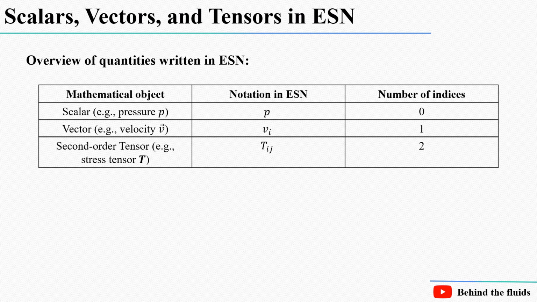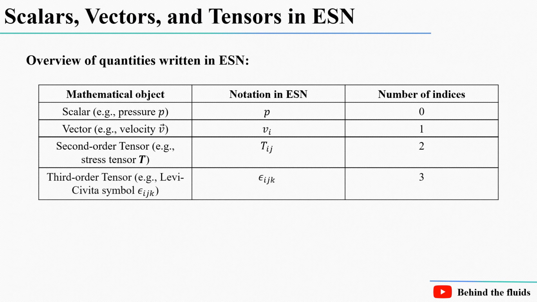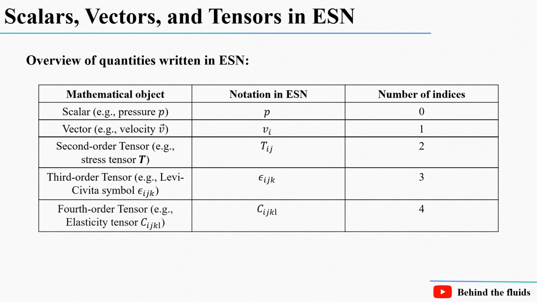A matrix or a second-order tensor has two indices, such as sigma_ij for the stress tensor. Third-order tensors have three indices. A good example is the Levi-Civita symbol we spoke about earlier, epsilon_ijk. And finally, fourth-order tensors have four indices, like C_ijkl, often used when describing material properties such as elasticity. Understanding these representations is crucial for working with complex fluid mechanics equations. As we progress, we will see how ESN simplifies these representations, making our calculations much more efficient.